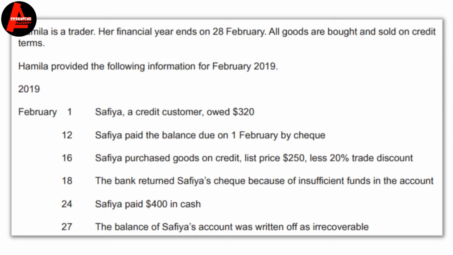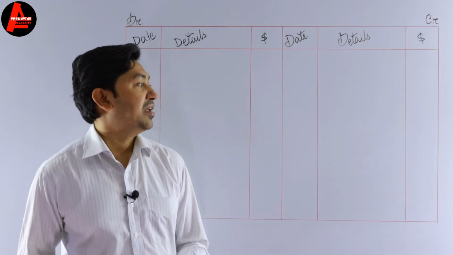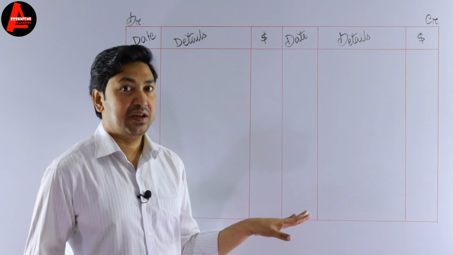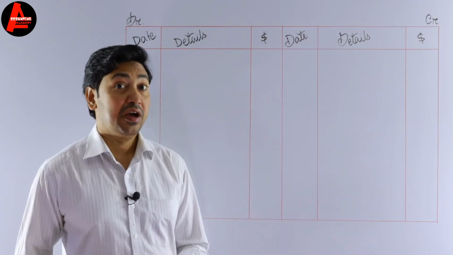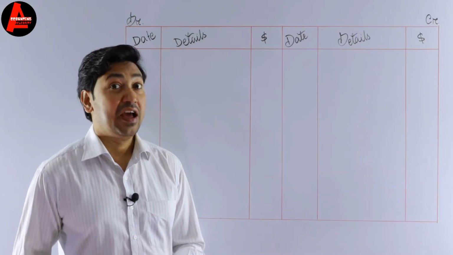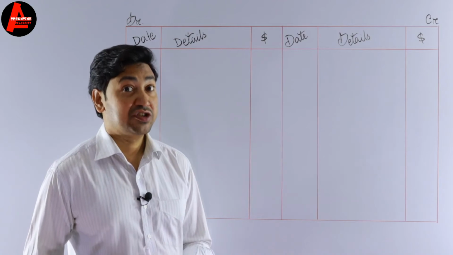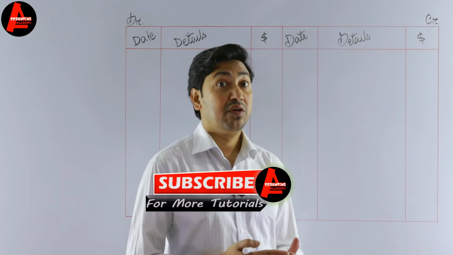Here we have five transactions, and on the last one, February 27, the balance of Shafia's account was written off as irrecoverable. So the balance we get in this ledger will be a bad debt, which is not recoverable. The trader is Hamila, and she has a customer named Shafia, written in the first transaction. So we are doing a customer account here, in the books of Hamila.